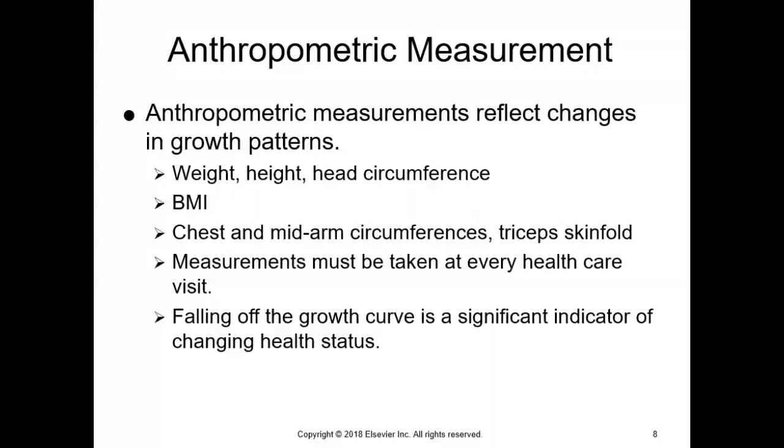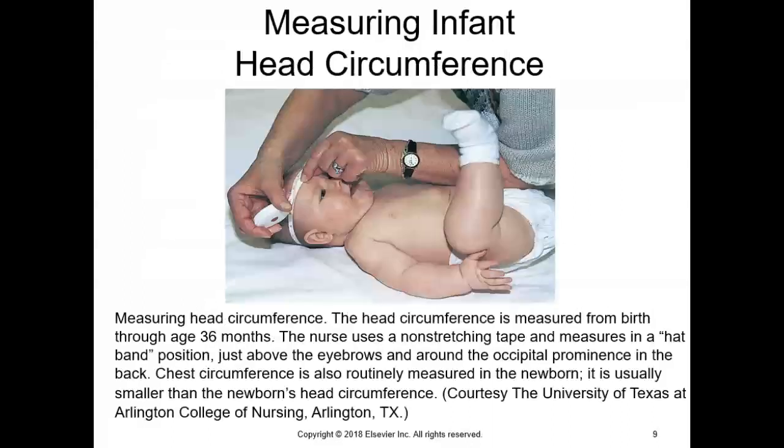Head circumference can reflect an abnormal rate of development, give some indications of nutritional status, and possibly indicate tumor growth or abnormal accumulation of cerebrospinal fluid. Any marked increase in head circumference measurements during infancy requires referral for evaluation. Chest circumference is routinely measured only in newborn infants. And here you see a picture of a baby getting his head circumference measured.